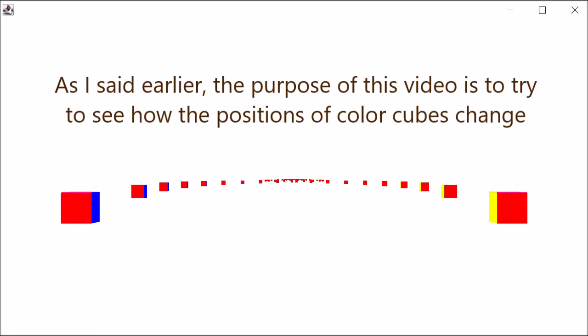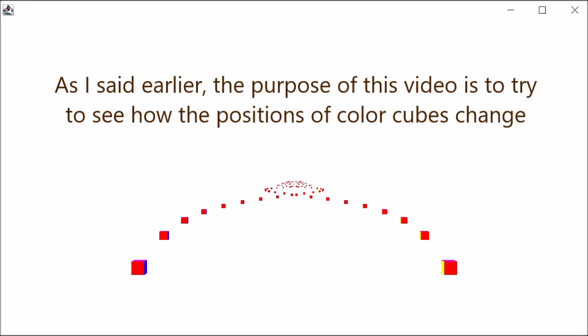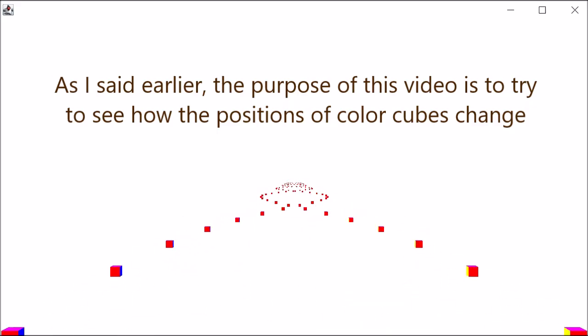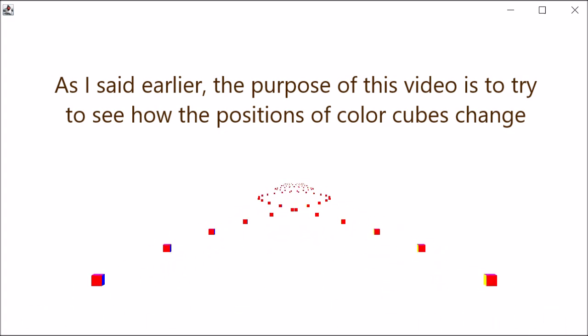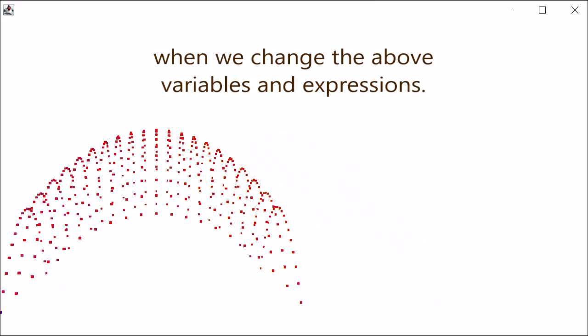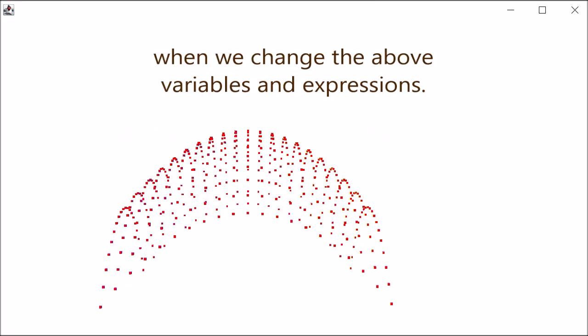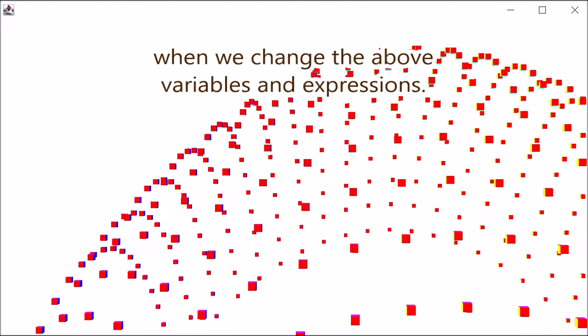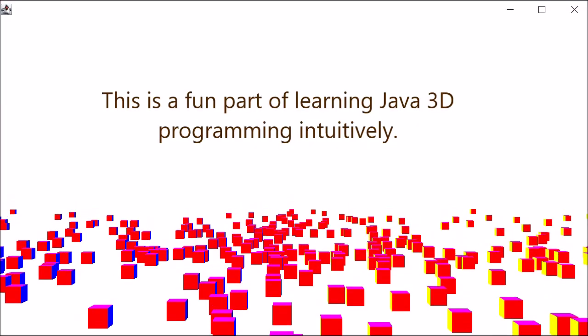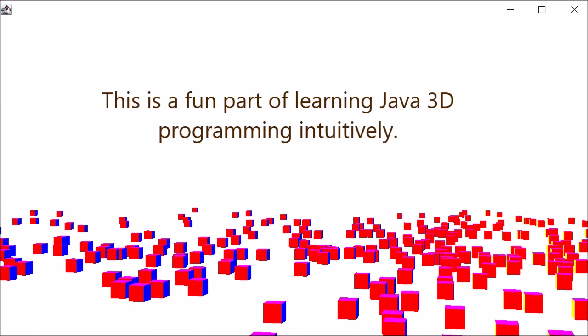As I said earlier, the purpose of this video is to try to see how the positions of color cubes change when we change the above variables and expressions. This is a fun part of learning Java 3D programming intuitively.